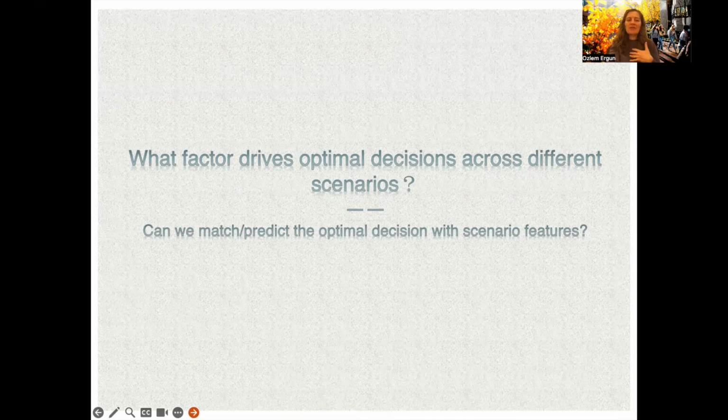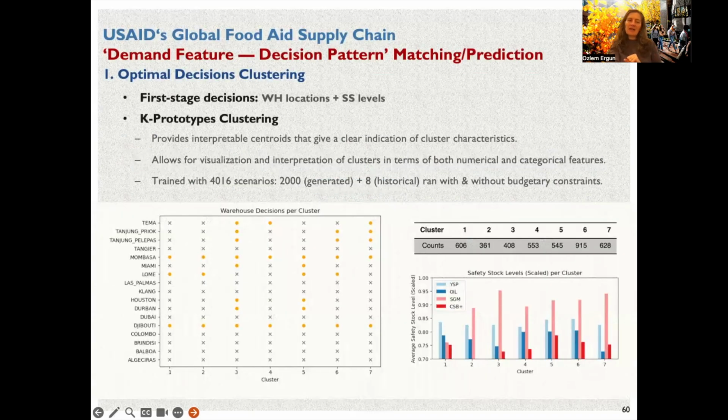So the goal of this kind of analysis is, can we match or predict the optimal decision given some scenario features? If we have an expectation that next year is going to be a certain way, then can we start thinking about which features of next year should drive us to have a certain type of strategy in terms of where to preposition, right? So what we did is we actually did clustering around the scenarios, around the optimal solutions.